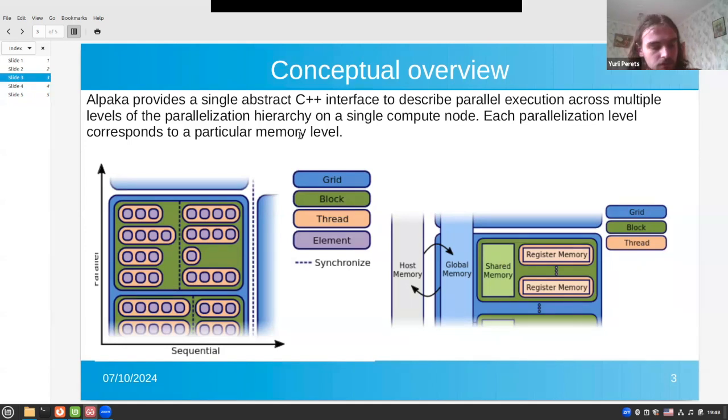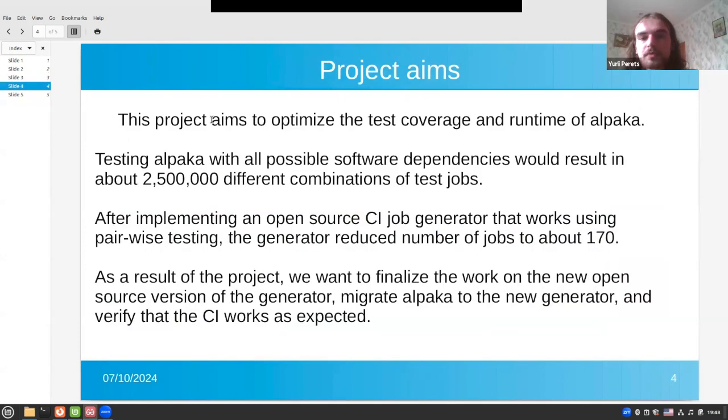So now we need to talk about the point of our project. What are we doing? Our project aims to optimize the test coverage and runtime of Alpaka. Because firstly, if we configure all of the possible software dependencies and all of the possible architecture dependencies, it will result in about 2,500,000 different combinations of test jobs. If we assume that each job would take about 4 minutes, it could take 4 months.